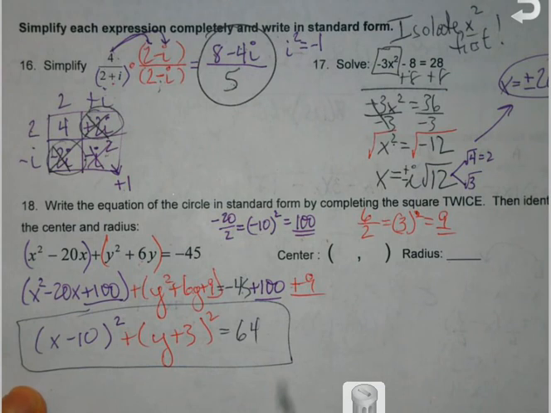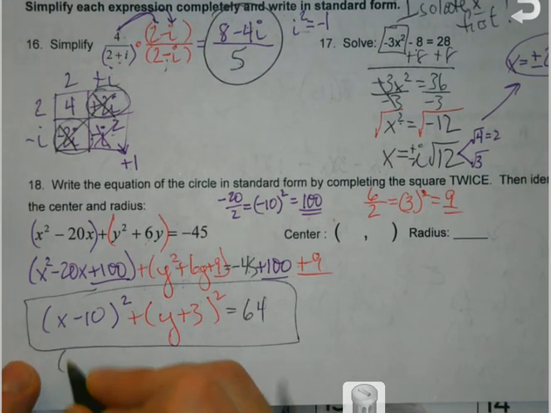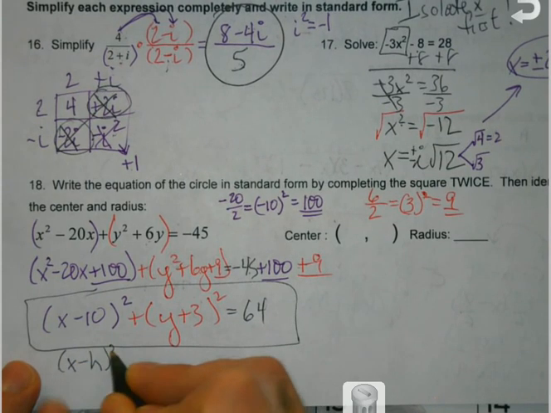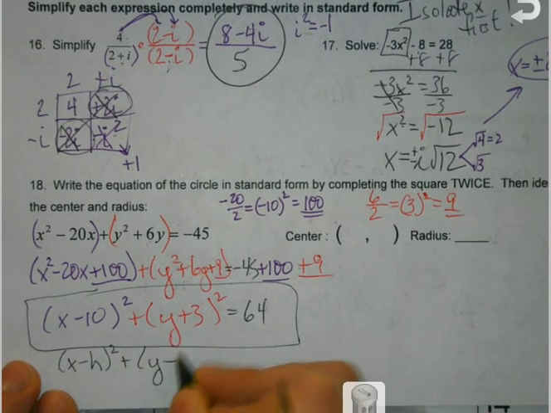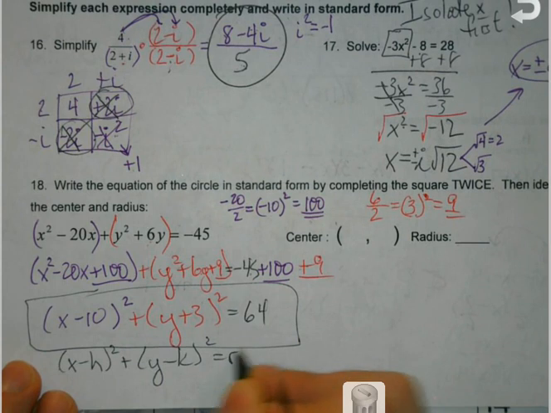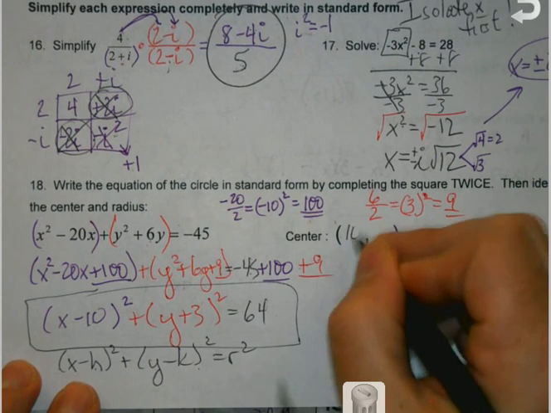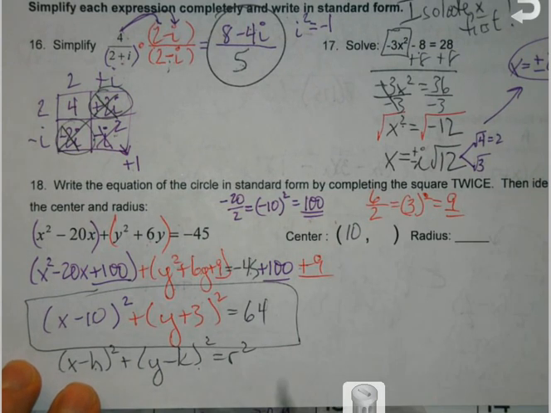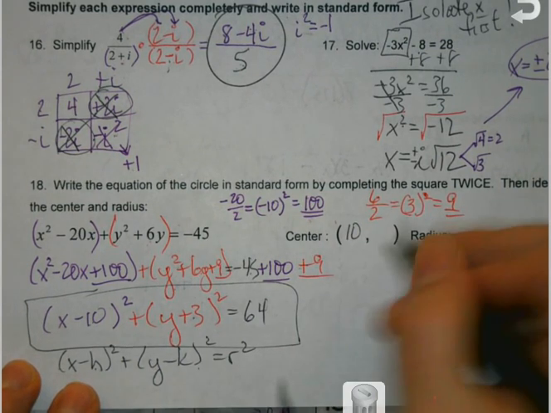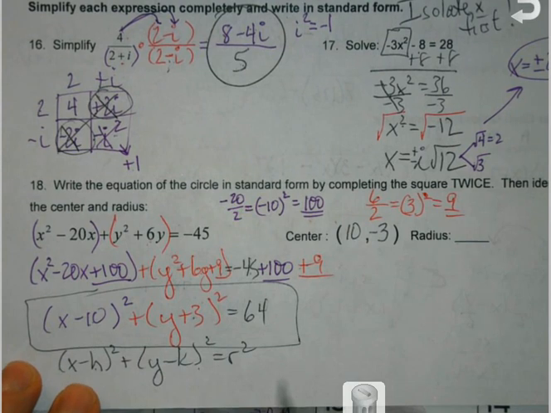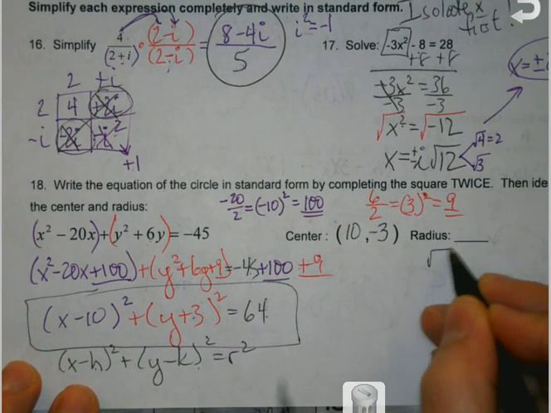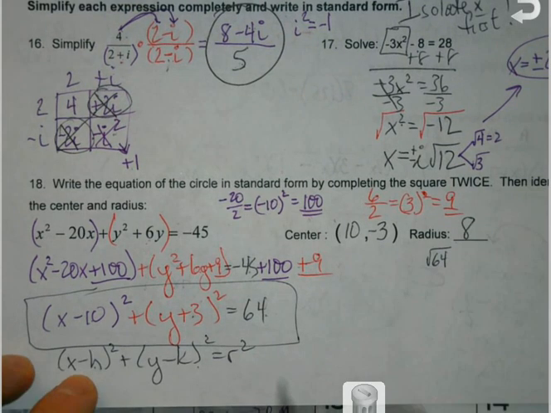And my center, again, because the actual form of this is (x minus h) squared plus (y minus k) squared equals r squared, it's the opposite of this. So my h value is the opposite of negative 10, which is 10. My k value is the opposite of positive 3. It's negative 3. And my radius isn't 64. My radius is the square root of 64, which is 8.